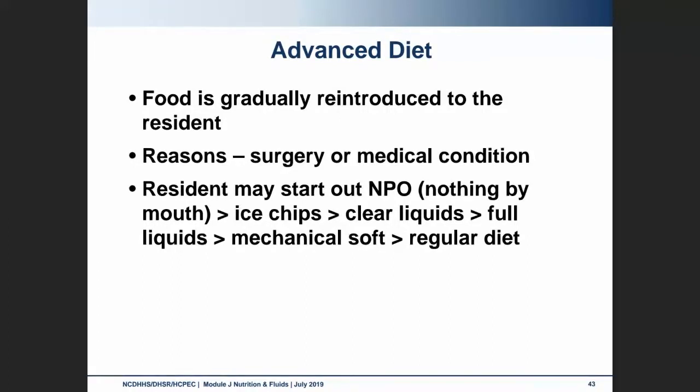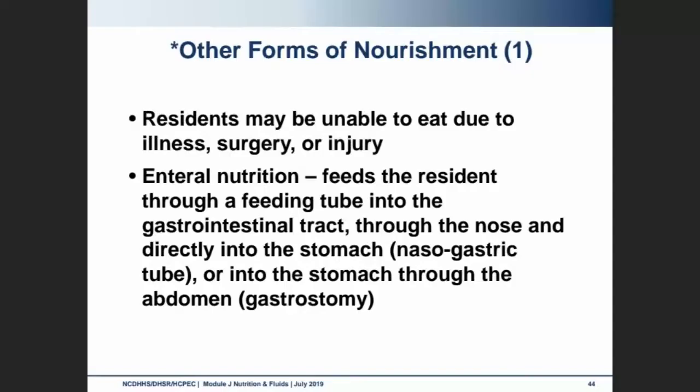All right, so there are some other forms of nourishment that we want to mention, and we said this on the introduction slide, enteral and parenteral nutrition. So residents who can't eat, and this could be due to illness, surgery, maybe they've had an injury to their face, may have one of these two forms of nutrition. Enteral nutrition is when a resident is getting fed through a tube that's going into the gastrointestinal or GI tract.